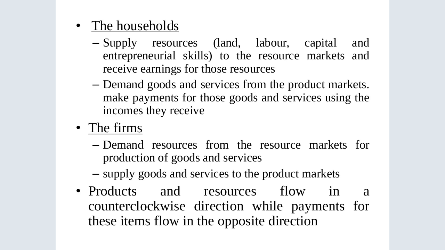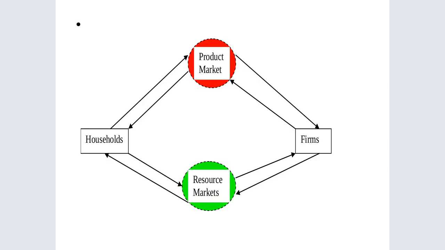Now the products and services flow in a counterclockwise direction, while payments for these items flow in the opposite direction. So you can see in the circular flow of income. Check the diagram and see. So we have the clockwise and anti-clockwise movement.